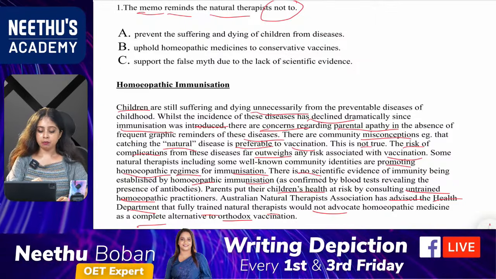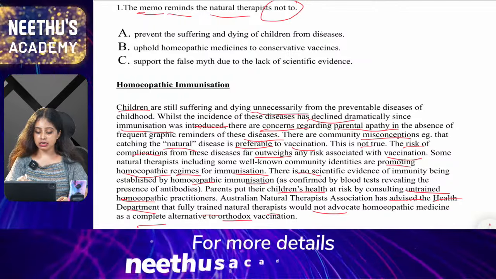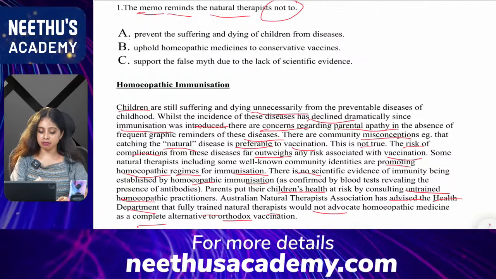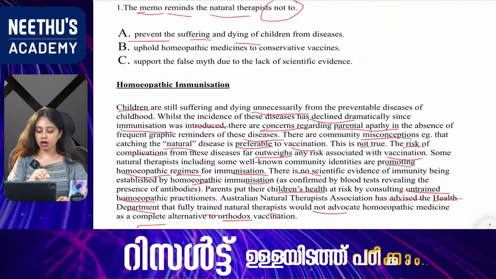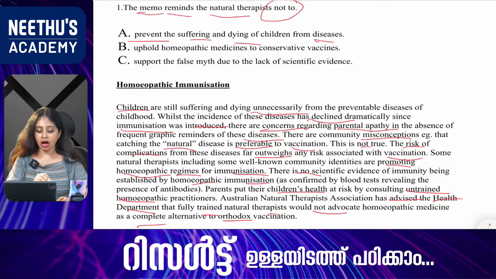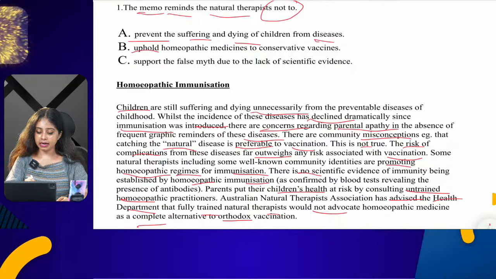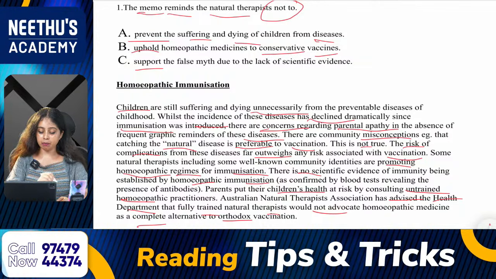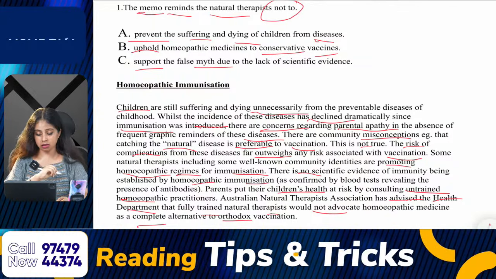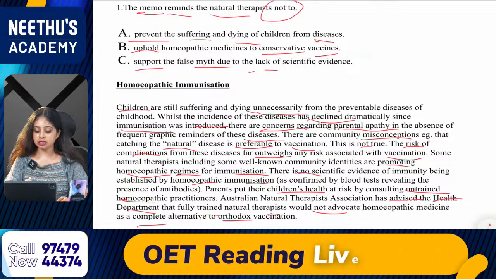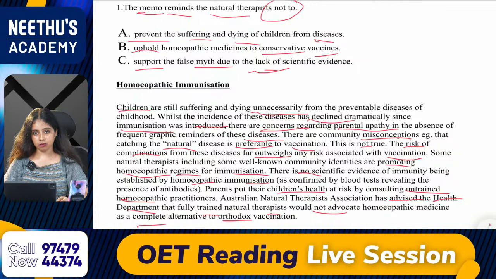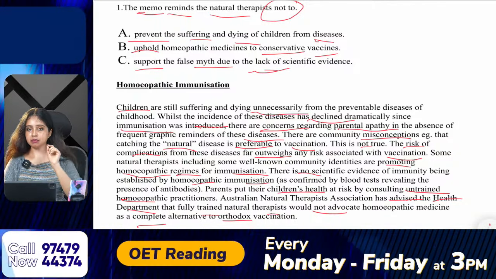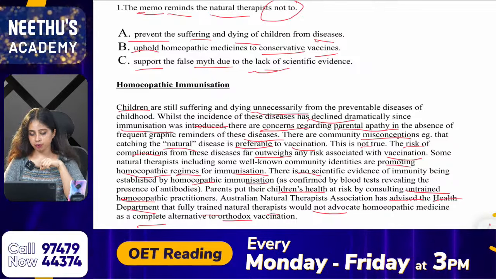Option A, prevent the suffering and dying of children from diseases. Option B, uphold homeopathic medicines to conservative vaccines. Option C, support the false myth due to the lack of scientific evidence. Okay, so again I have marked some keywords from the options also.